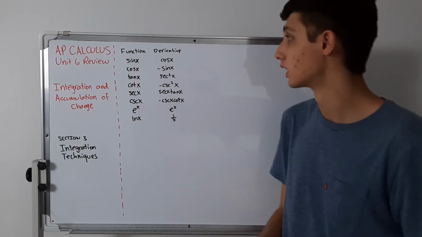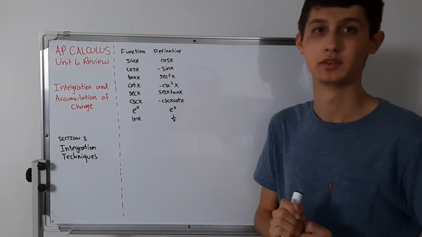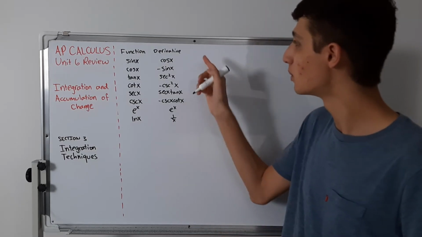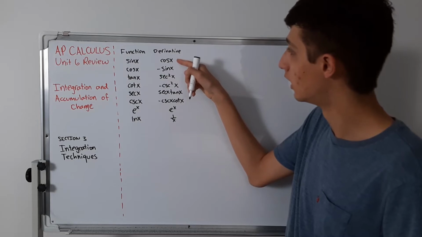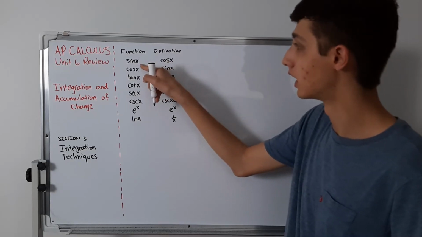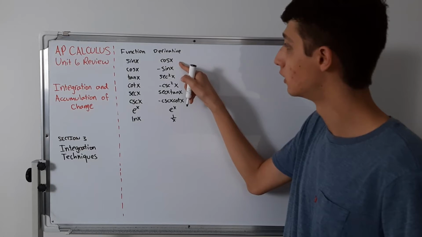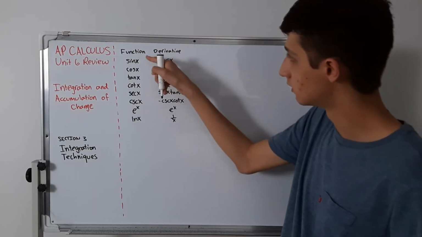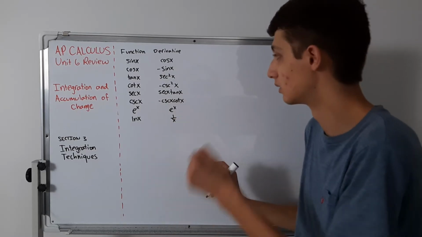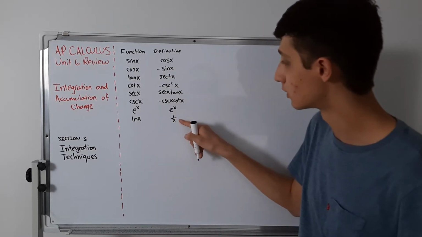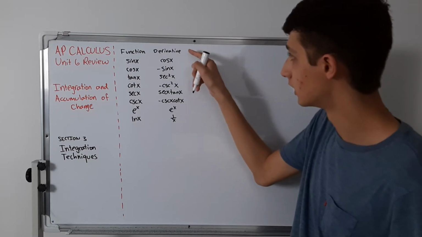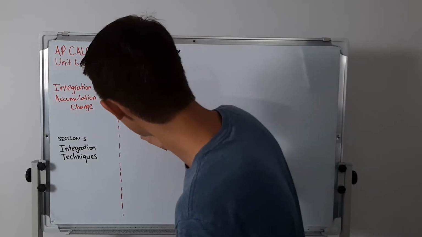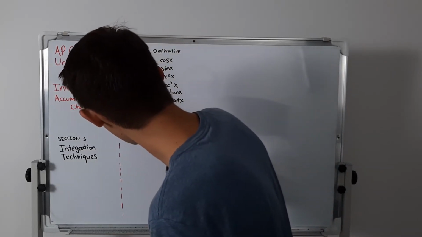So some integration techniques. First is know your derivatives. I kind of stole that from Black Pen Red Pen, but just know what the derivatives are. So you know that sine's derivative is cosine, so the integral of cosine is sine. The integral of these guys is these guys. It's pretty simple. Now I have 1 over x here. The integral of 1 over x is going to be ln of the absolute value of x. So let me write ln of absolute value of x.